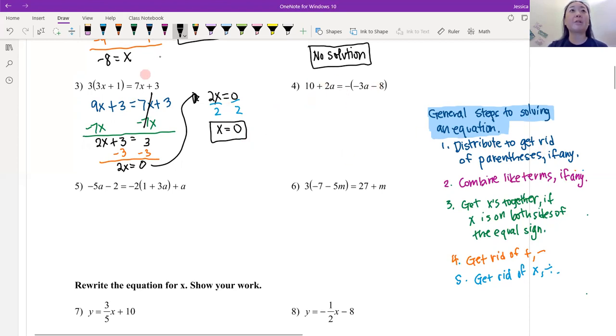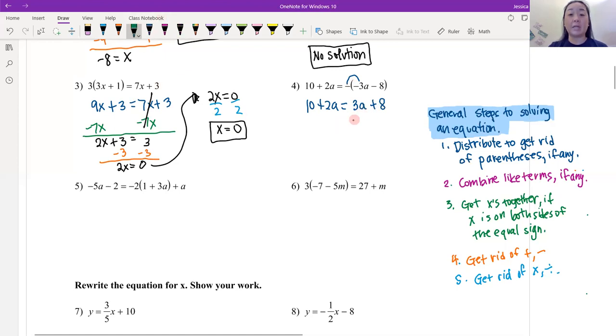Again, we're going to distribute to get rid of the parentheses. It's in blue. So 10 plus 2a is equal to parentheses, negative times the negative is positive. Negative times this negative is positive. There we go. We don't have any like terms to combine, so we're going to leave that.